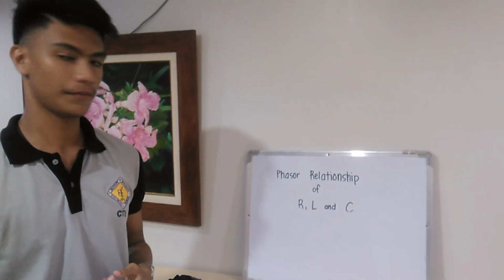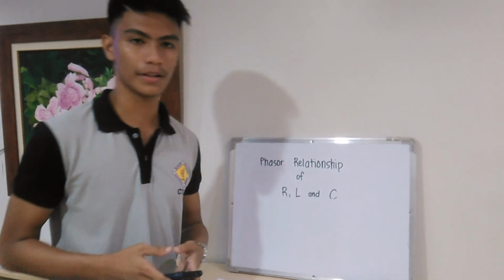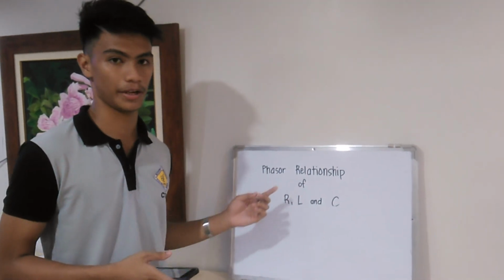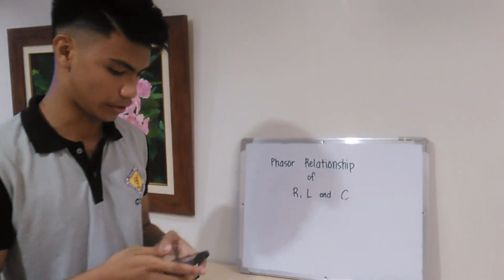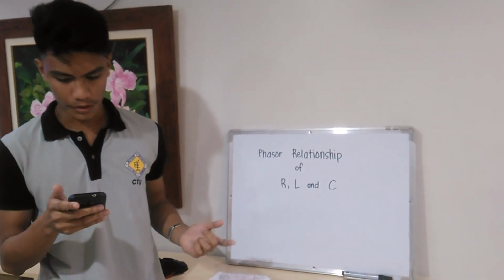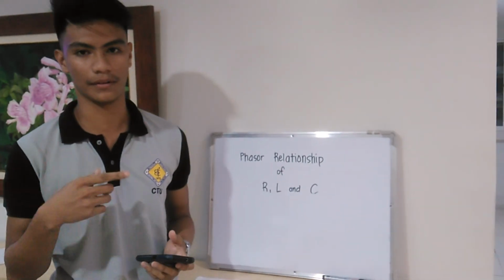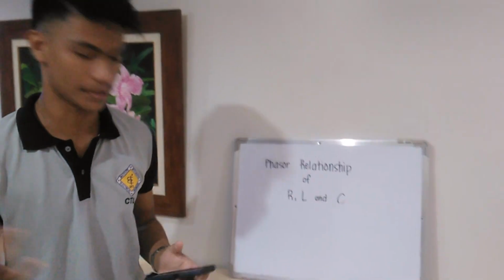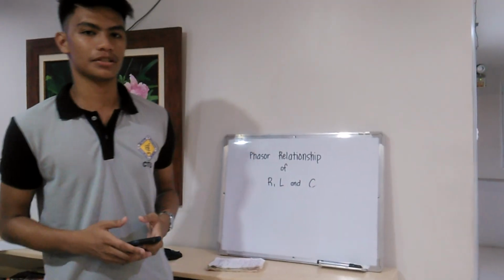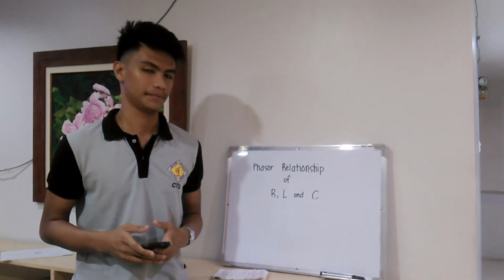I'm going to discuss the phasor relationship of R, L, and C. But before that, it is very important that we learn something through the previous discussion for us to be able to comprehend this topic. So now, we're able to transform phasors from each of the three forms to one another. And now, let's proceed to its simplification by establishing its relationship between phasor voltage and phasor current.